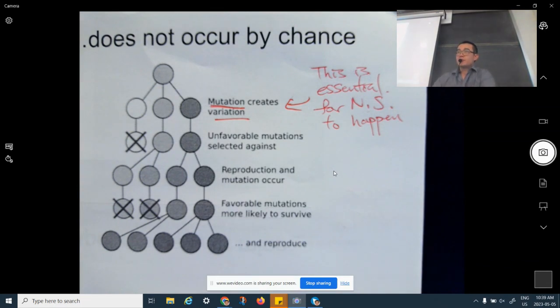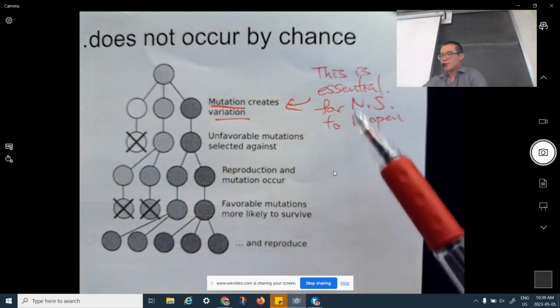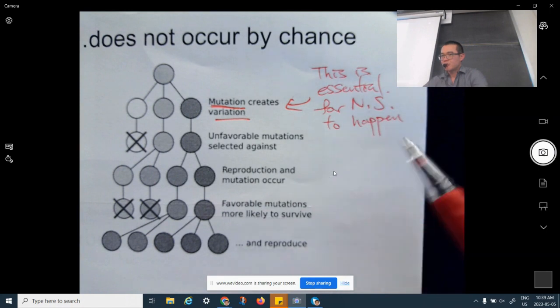So unfavorable mutations will be selected against, and mutations that are beneficial, that will help you live long enough to make lots of babies, will tend to survive and pass on. So this is essential for NS to happen.